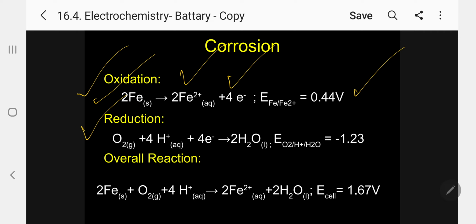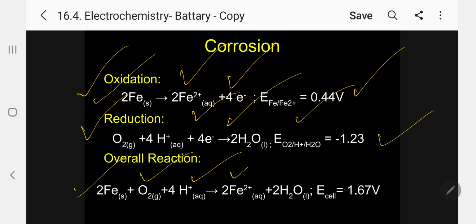Oxygen 1 mole plus 4 H plus, now accepting these 4 electrons, converts to 2 moles of water. That is reduction here. It is 1.23. So the overall reaction is 2 moles of iron solid plus 1 mole of oxygen plus 4 H plus ions aqueous converted into 2 Fe2+ aqueous plus 2 H2O liquid. The E cell of the reaction is 1.67 volt.